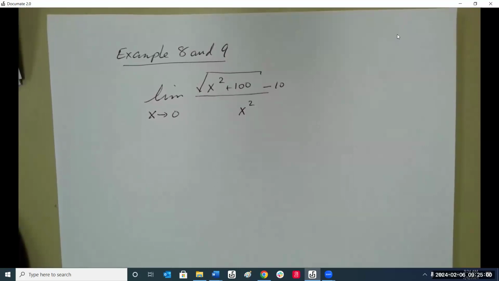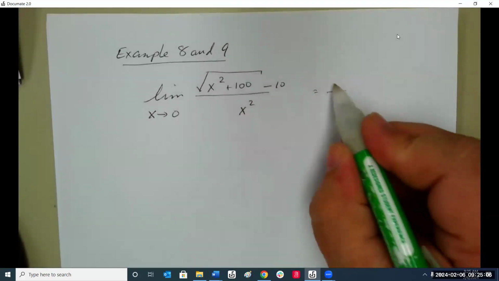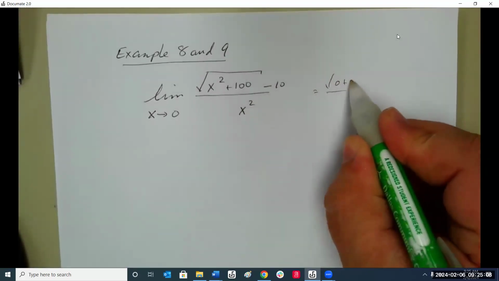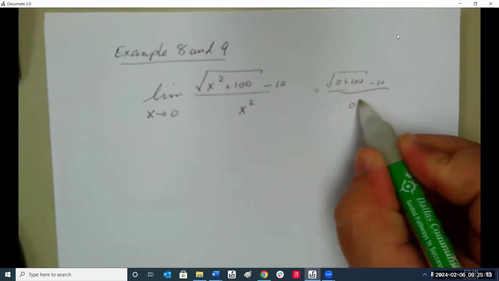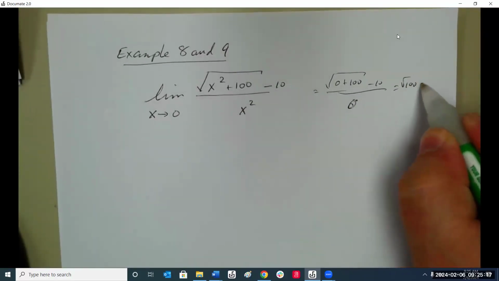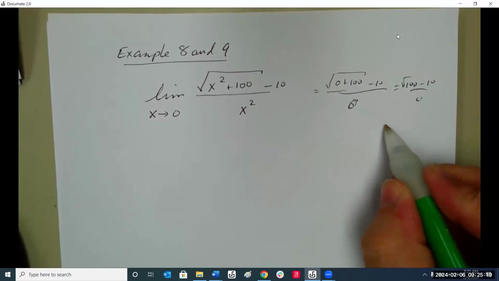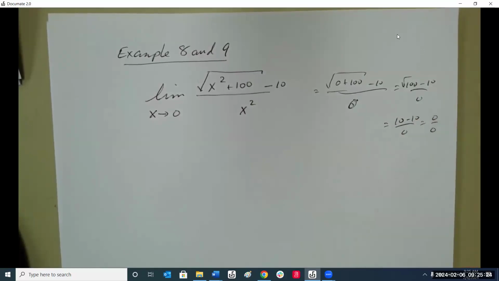All right, first thing we do is what? Plug them in there, see what happens. We got 0 plus 100, minus 10, over 0. Square root of 100 minus 10 over 0. 10 minus 10. So we get 0 over 0. So we know it doesn't work for sure. So there's something we can do algebraically.